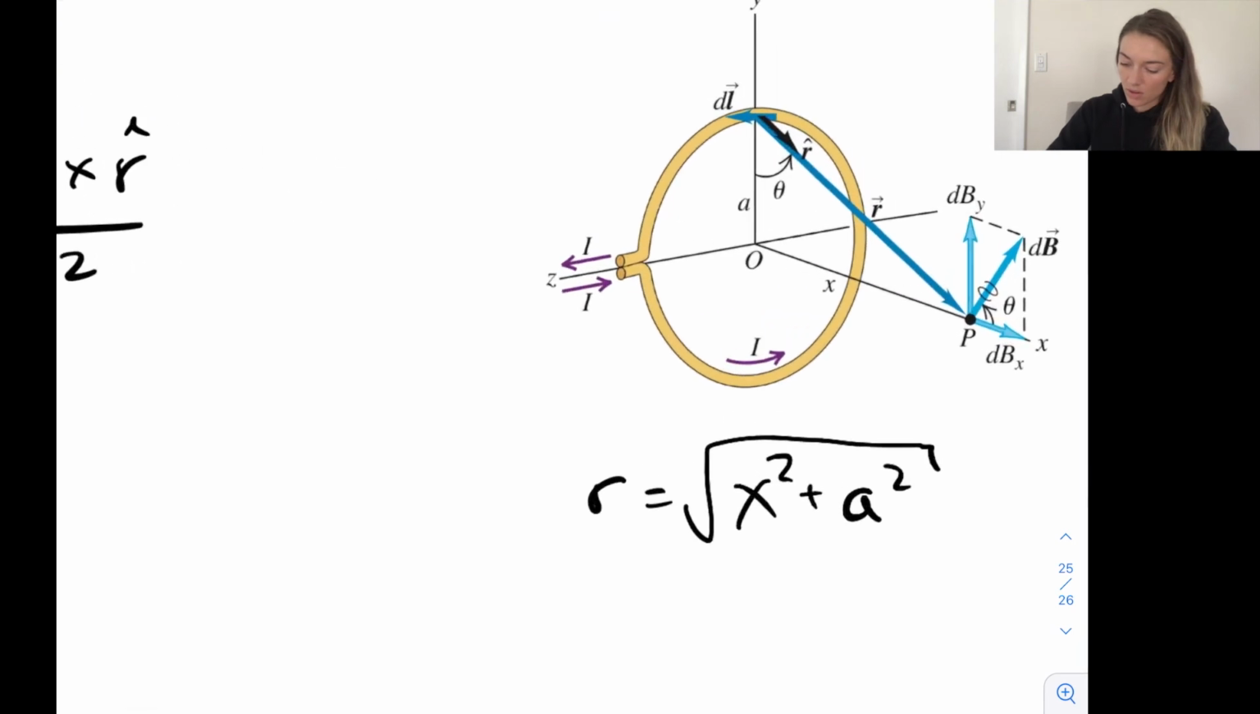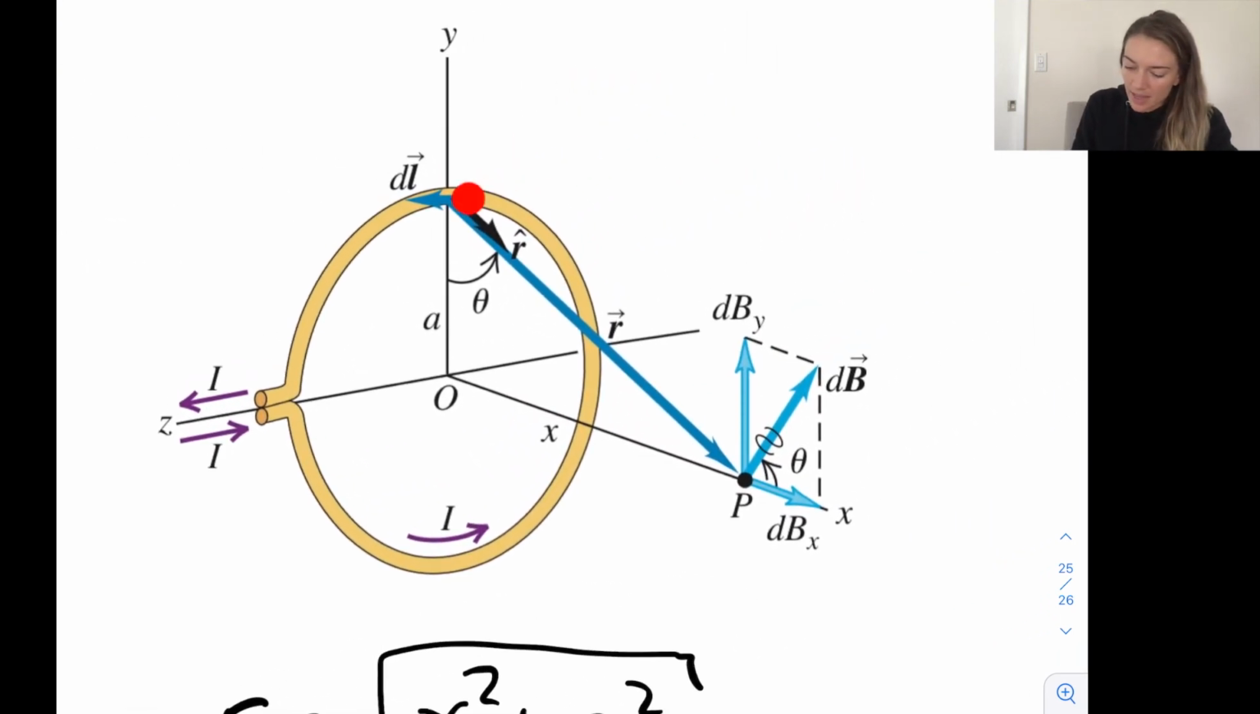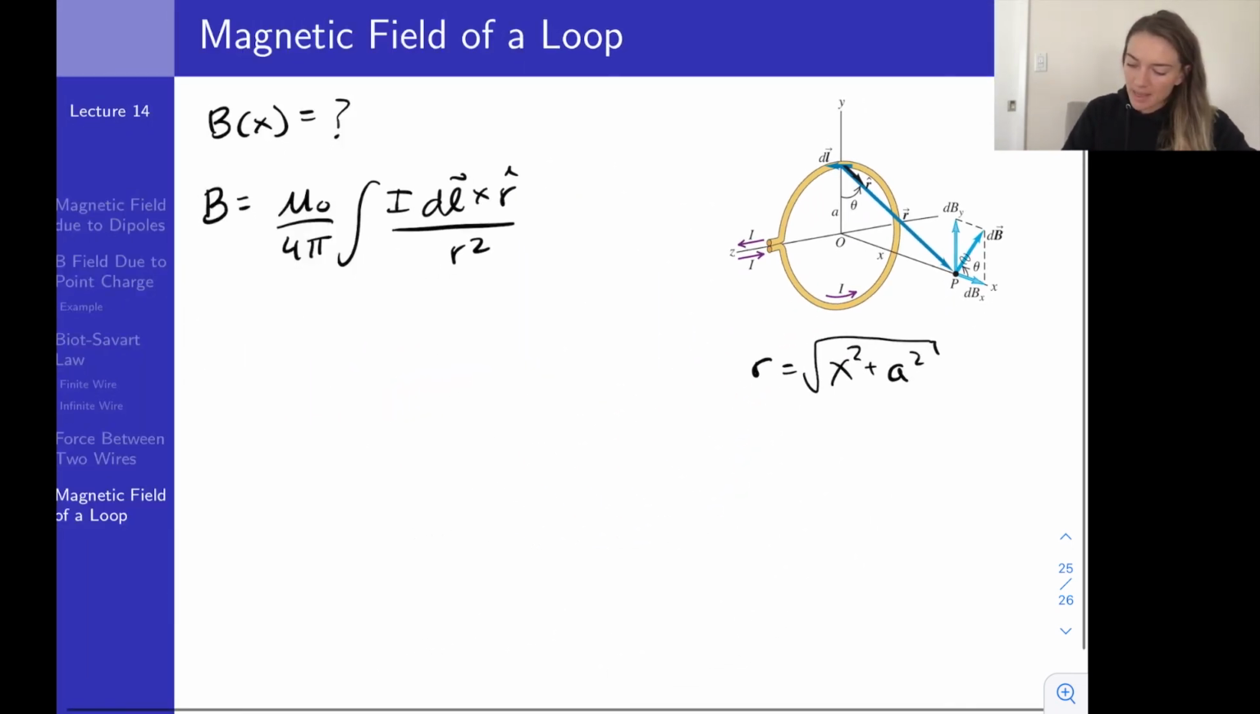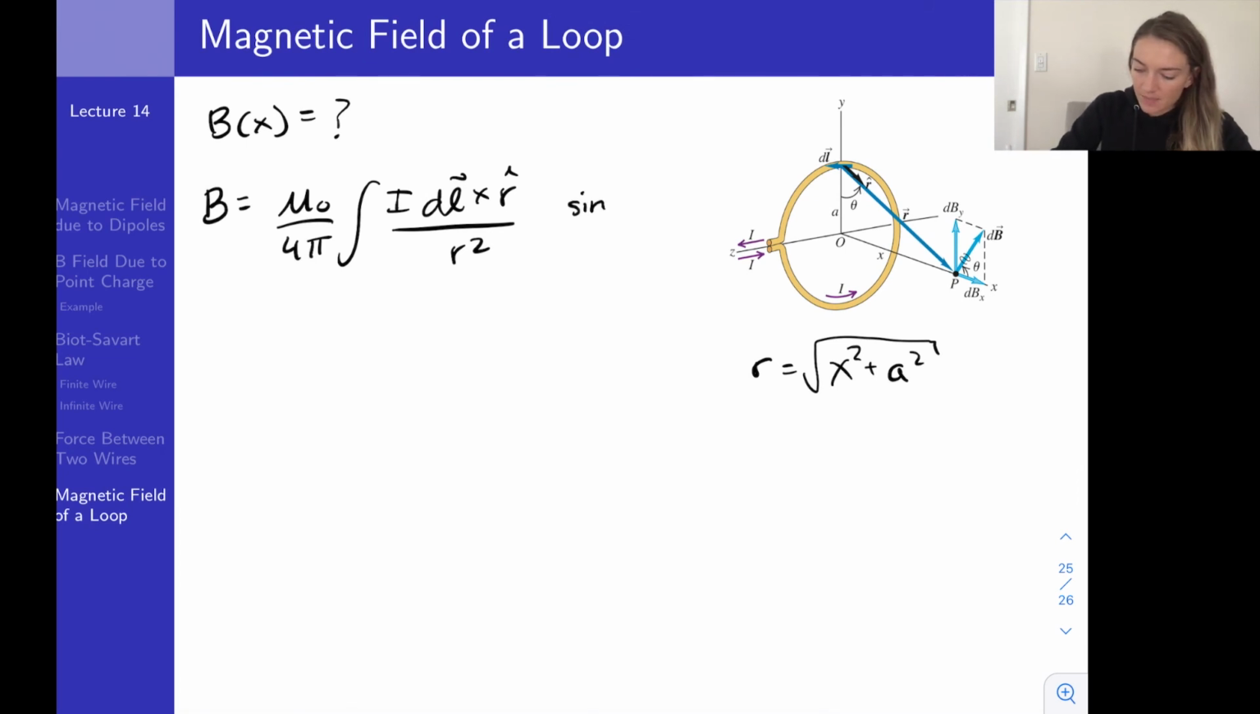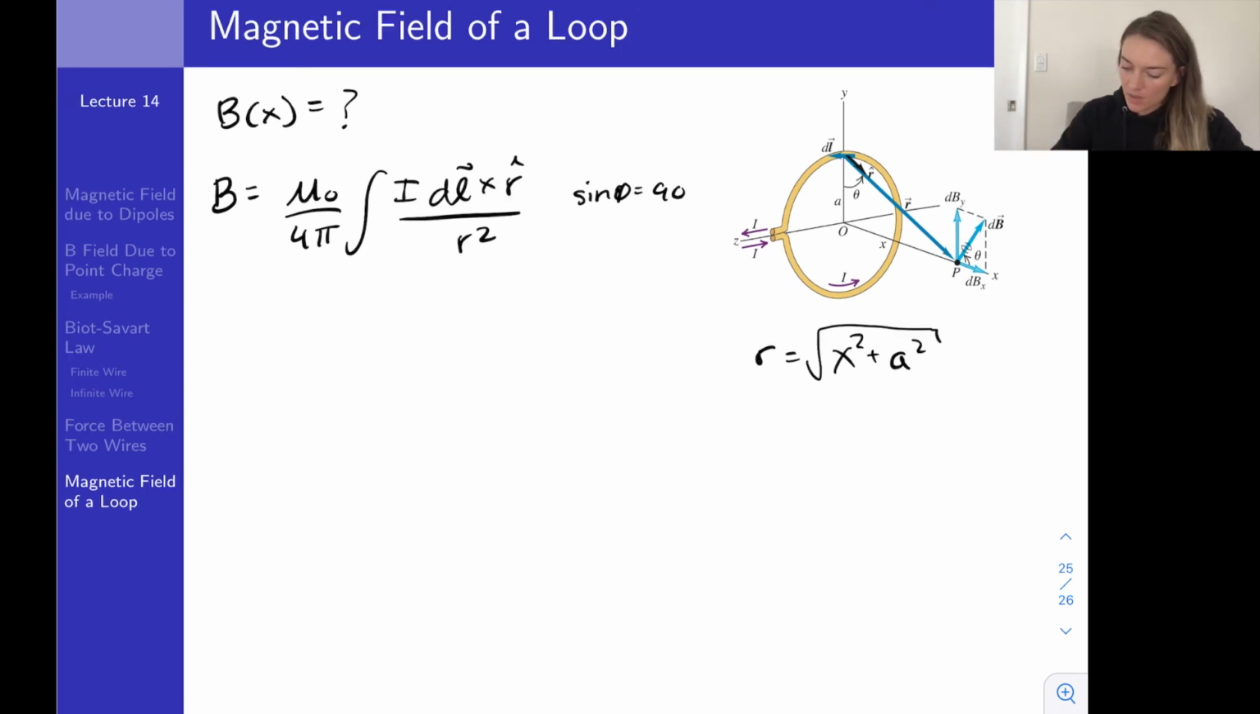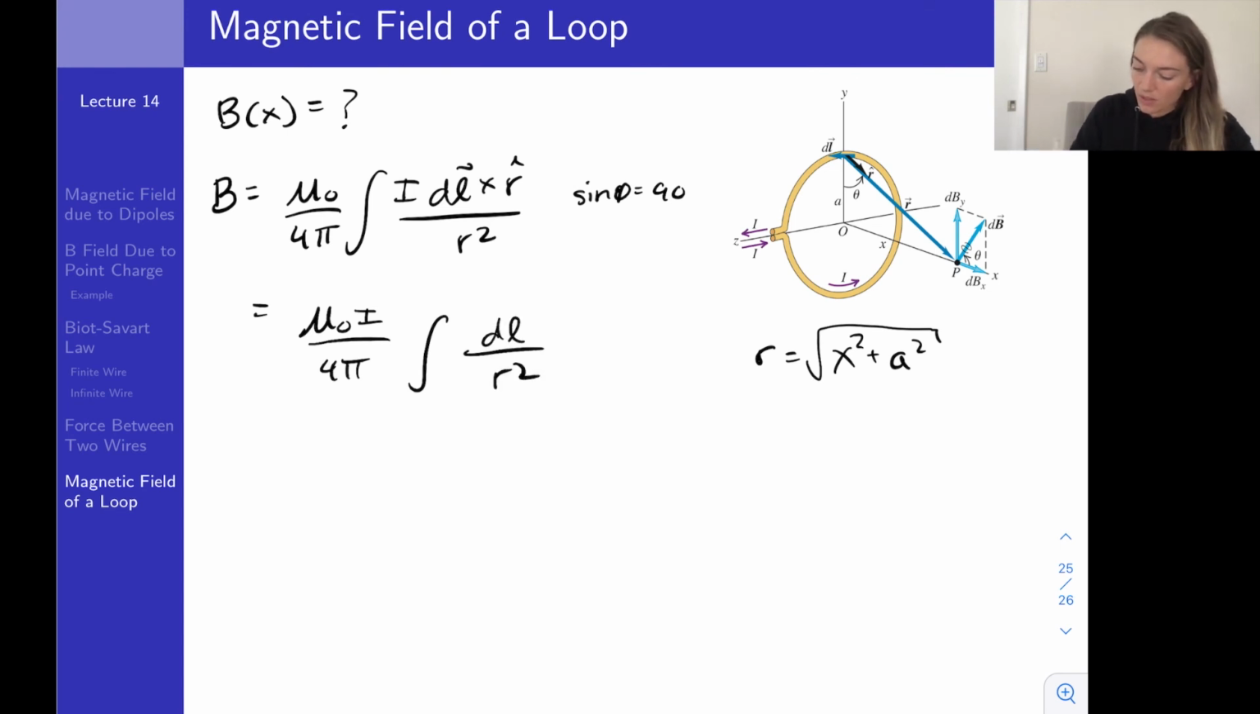So dl cross r. We can see here that dl is tangent to our loop at every point around our circle, and r is in this direction. So these vectors are perpendicular, and the angle here is going to be 90. So sine of theta is equal to 1. So we don't have to worry about this cross product really. I'm going to pull out my current, and then this cross product just comes out to basically dl over r squared, since r hat is a unit vector.